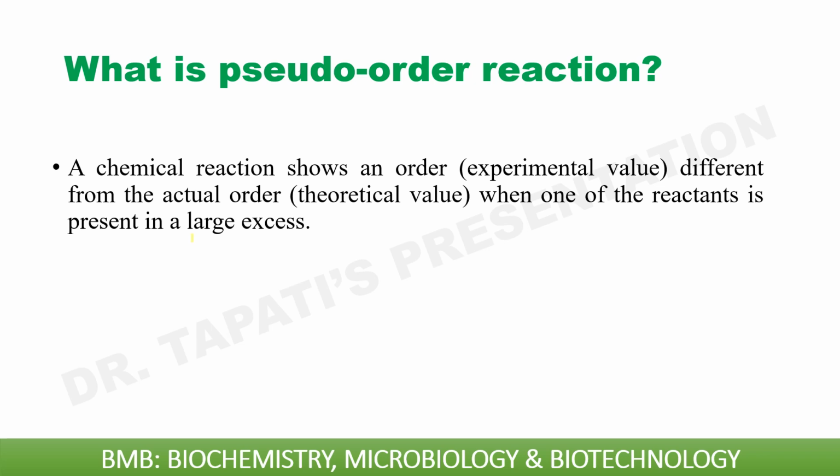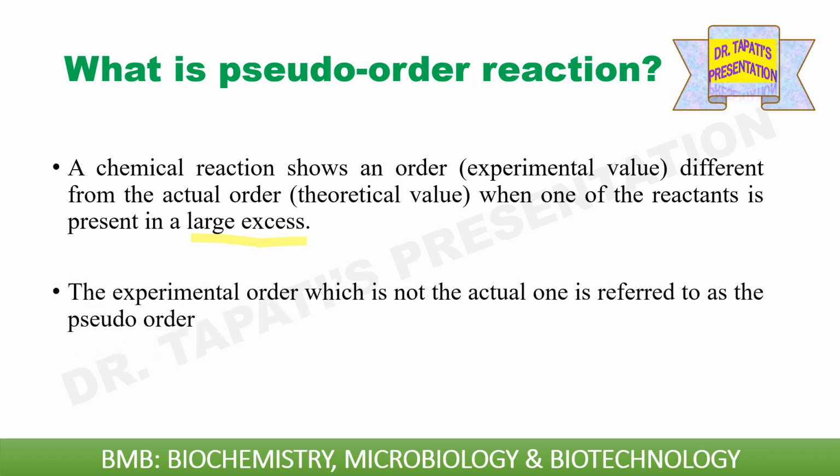So when in an experimental condition one of the reactants is present in a large excess, in that case a chemical reaction shows an order different from the actual order. In that case, the experimental order, which is not the actual one, is referred to as the pseudo-order reaction. So, that experimental order is called pseudo-order.